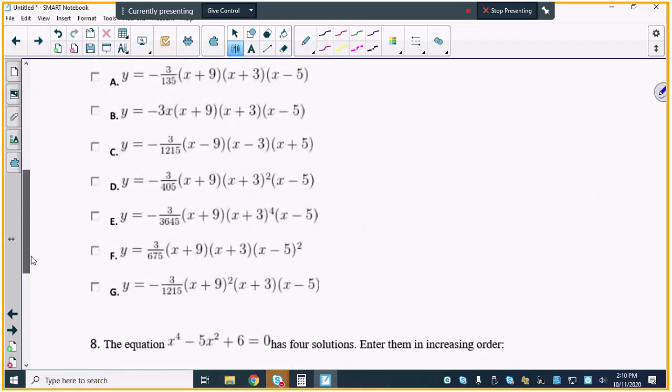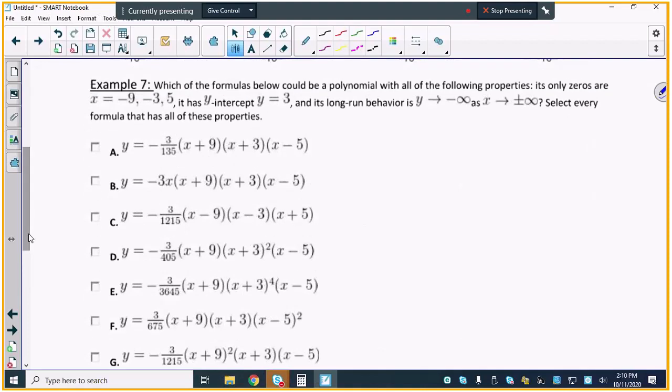So then we have a long example where we are given a bunch of information and the question asks you which of the following formulas could be a polynomial with all of this information true. So see what the information is. The first one says the solutions are negative 9, negative 3 and 5. So what I do, I look through my list and see which one of them has the same set of solutions. So this one, the solutions are negative 9, negative 3 and positive 5. Negative 9, negative 3, positive 5. This is positive 9.